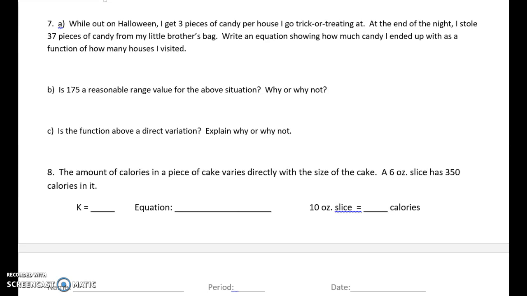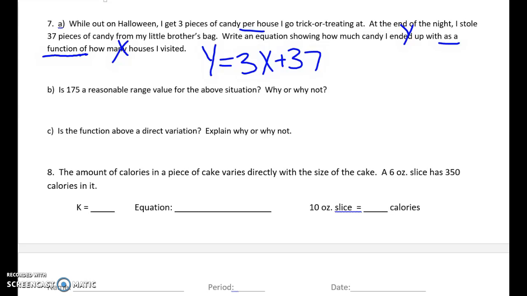So, "as a function of" is our keyword here. That tells me y is a function of x. So x is how many houses I visited, y is what I ended up with. So, y equals 3 pieces per house. That's indicating that that's the slope. 3 per house, plus, I stole 37 pieces from my little brother. That is my equation.